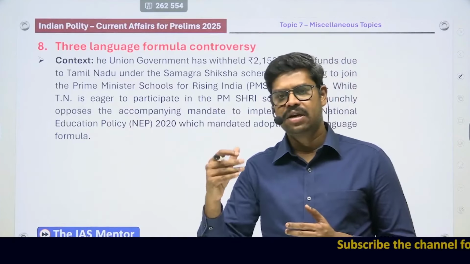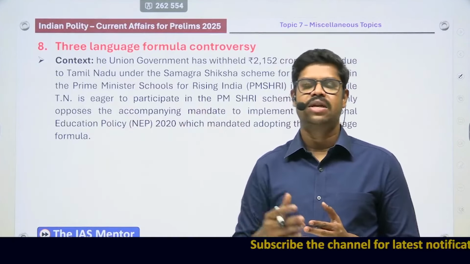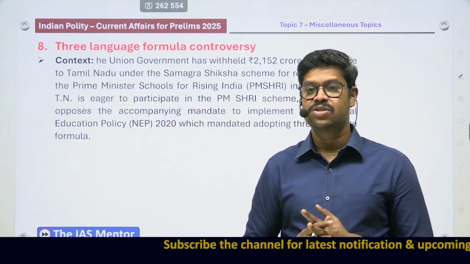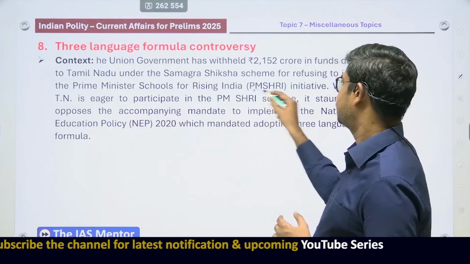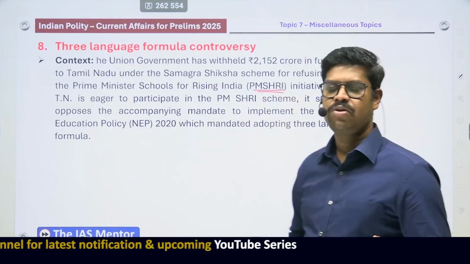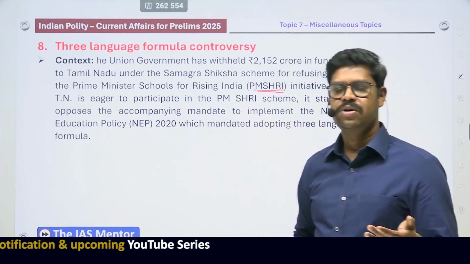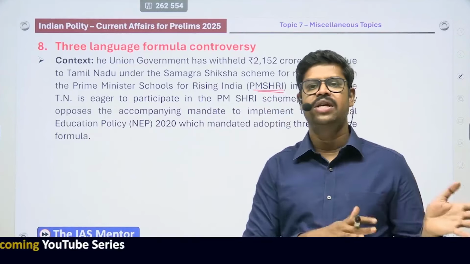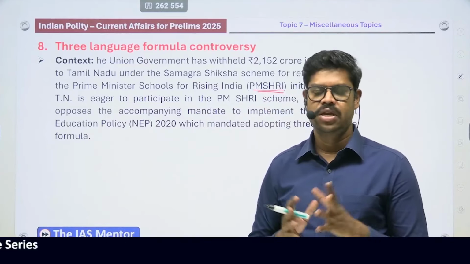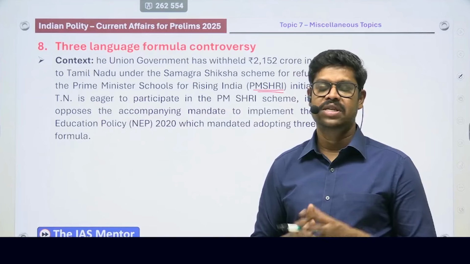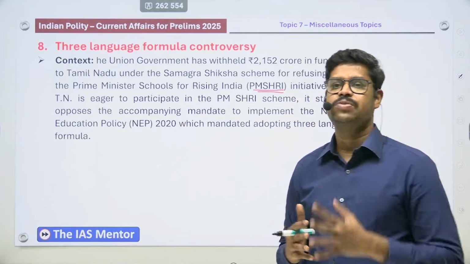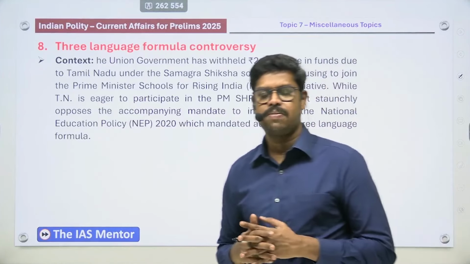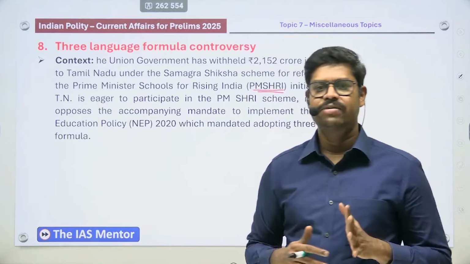The Tamil Nadu government has written to the central government stating that the central government has not released funds related to the PM Shri scheme. PM Shri is an educational scheme in our country, which is a centrally sponsored scheme, but a corresponding fund has not been released by the center to the state, in the opinion of Tamil Nadu. The center is saying we are willing to release it provided you follow the 3-language policy in your school system. Now, what is this 3-language policy?